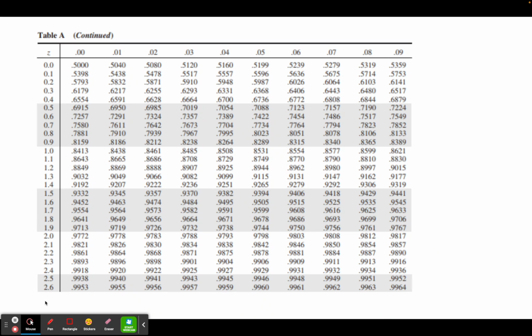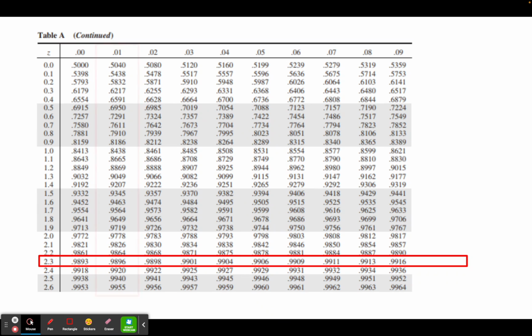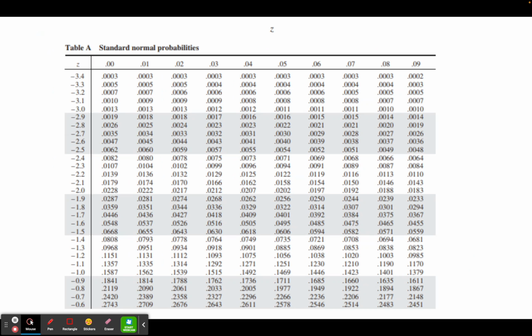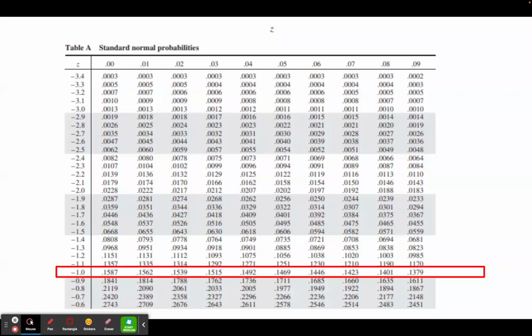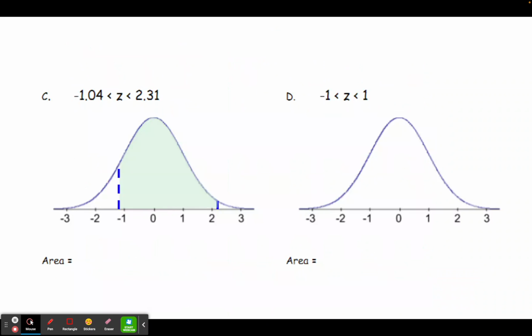So first I'll look up the 2.31, and I would look in the 2.3 row, the 0.01 column. That gives me 0.9896. That's everything to the left of the positive z-score. Now I'm going to flip my table over, and my negative z-score was negative 1.04. So I'm going to use the negative 1.0 row and the 0.04 column, and that gives me 0.1492. Now, the area in between would be the difference of those decimals.